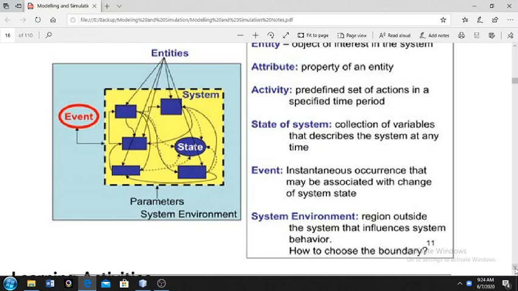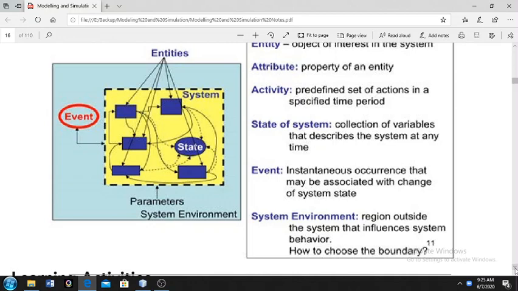What is an event? An event is an instantaneous occurrence that may be associated with a change of the system state. An event, like in programming, we have different events, like a click when you click a button, or when you place your mouse on top of a button, or when you load a page. These are occurrences that happen, and this is associated with a change in the system.